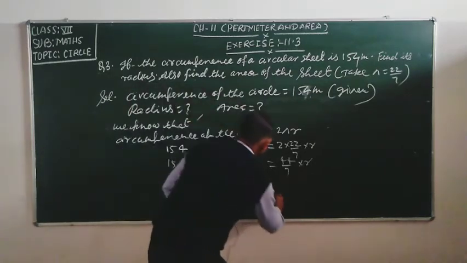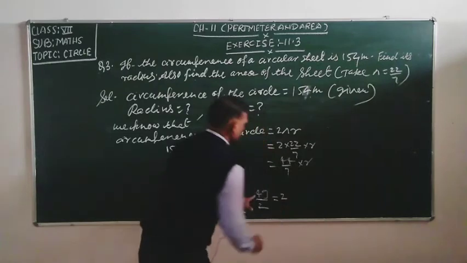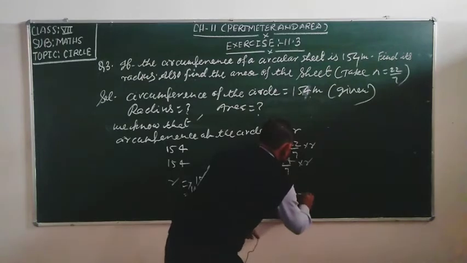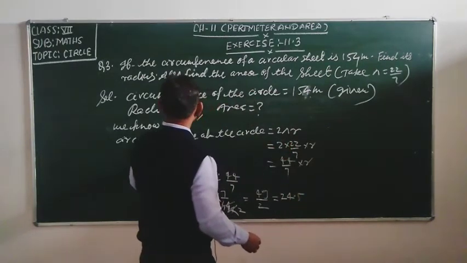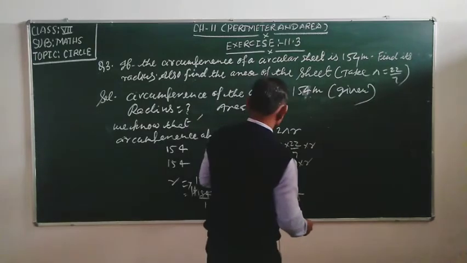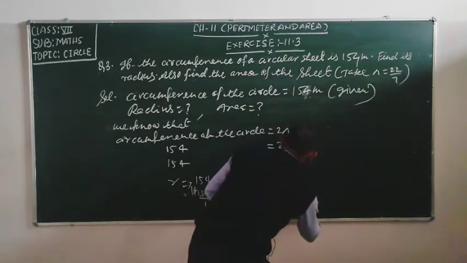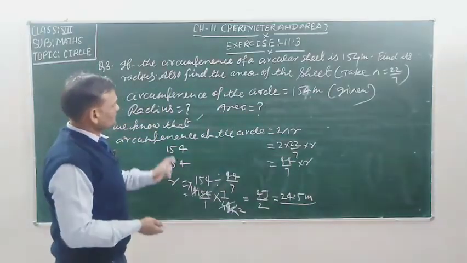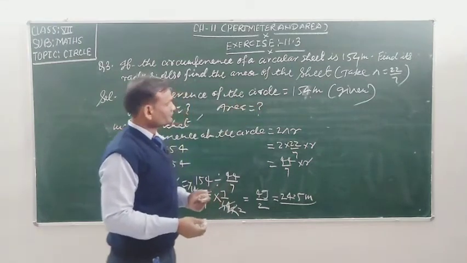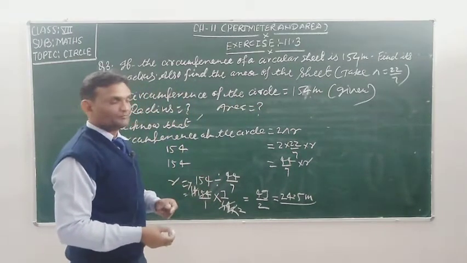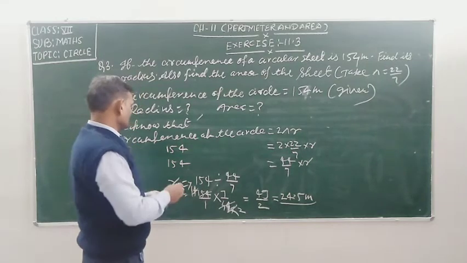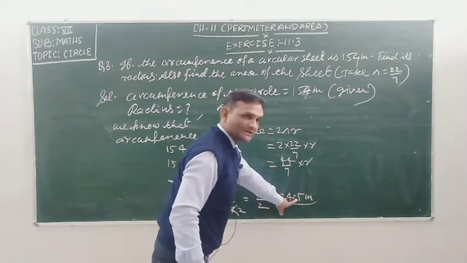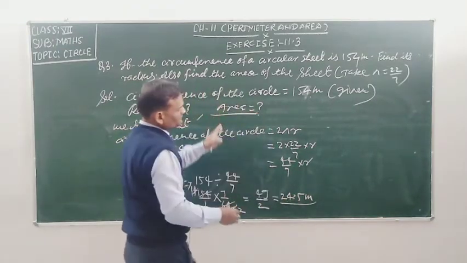Now divide it, student. 2 twos are 4, 2 fours are 8, 1 is 9, 2 fives are 10. This is meter. 24.5 meter is the radius of the circle if circumference is 154. And now you have found out the radius, 24.5 meter. So you can find out the area easily.